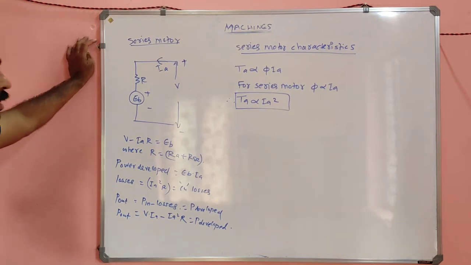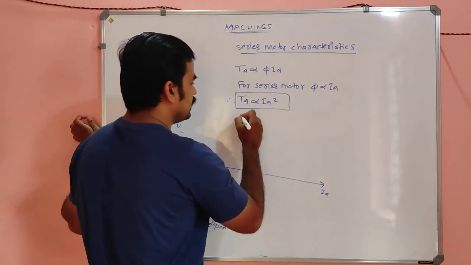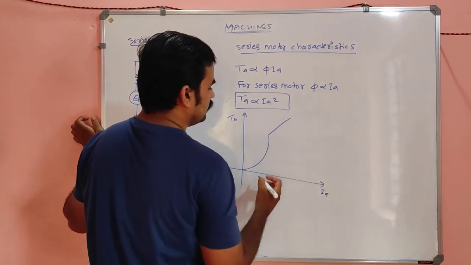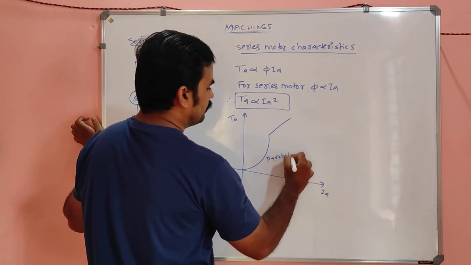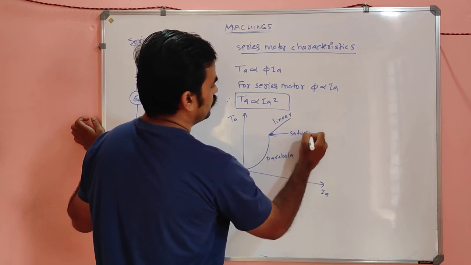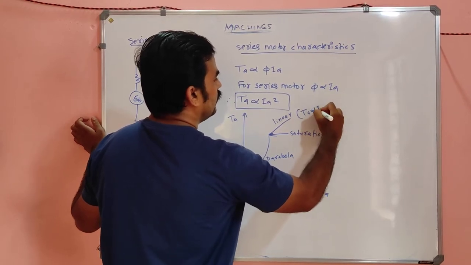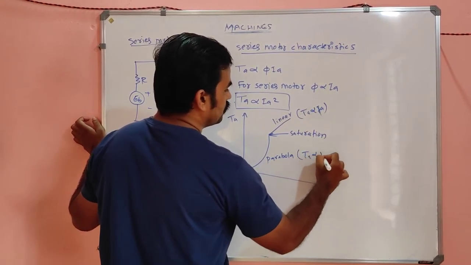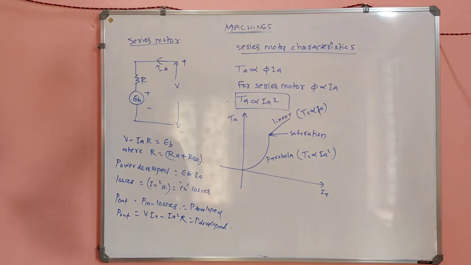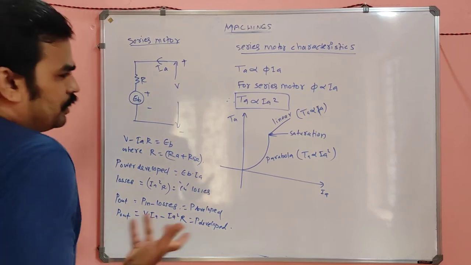Okay. So what will be the curve of torque versus armature current? This is IA and this is TA. The curve will be like this: a parabola, and after that linear. This point is called saturation. So TA is proportional to IA square in the parabolic part, and TA is proportional to IA in the linear part. This will be the nature of the graph. This is called the saturation point, my dear. You know this, no need to explain at all.